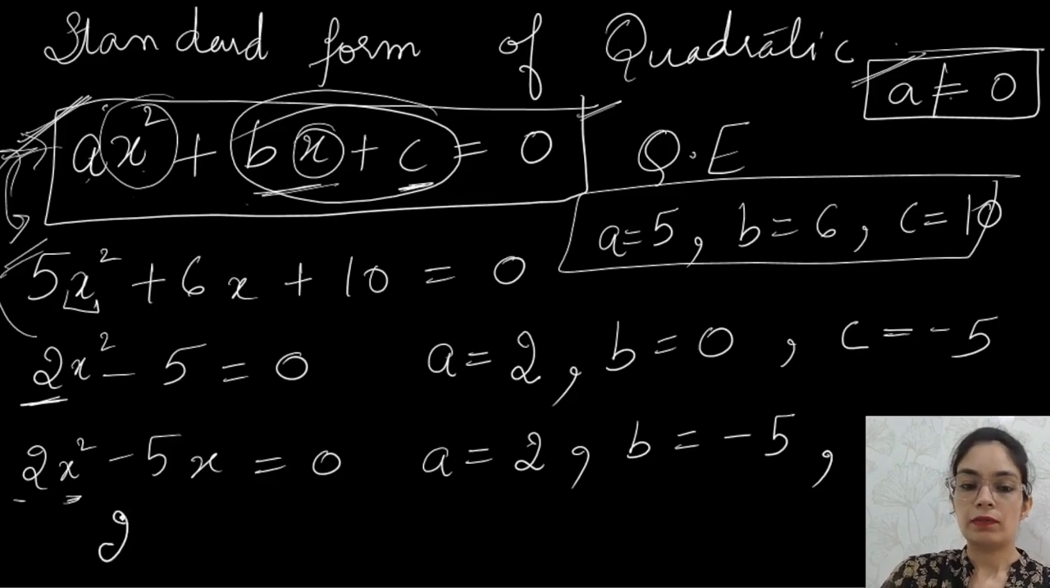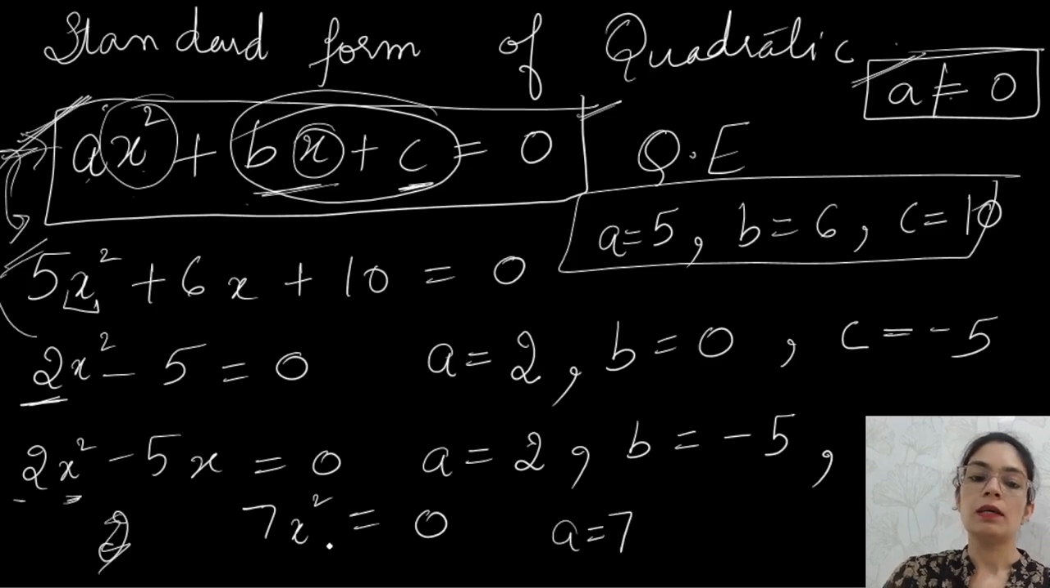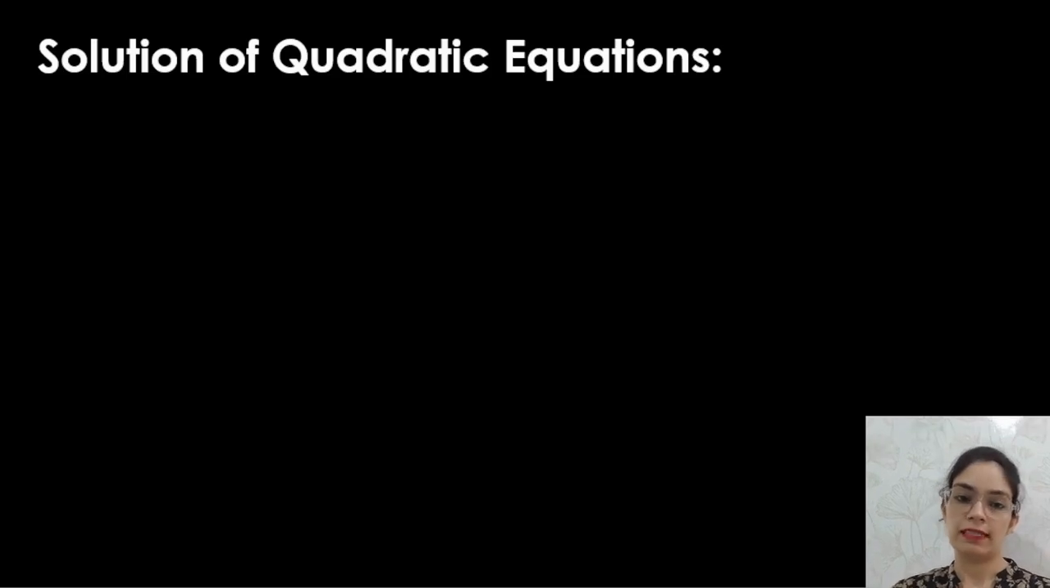So I can give you another example. 7x square is equal to 0. If you compare this with the standard form, I get the value of a is equal to 7, but b and c both of them are equal to 0. So with this we have understood the meaning of quadratic equation. Now let's move towards the next topic.